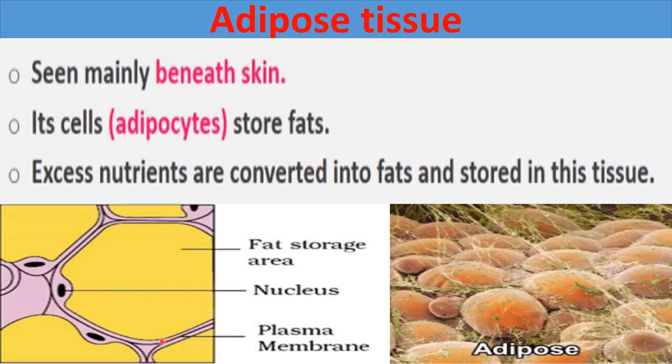And this is the plasma membrane of this adipocyte. So many such adjacent adipocytes are present here. This is one adipocyte, and all these adjacent adipocytes are present here, making a complete adipose tissue. Here you can see this is adipose tissue in which fat is present. So fat is stored here in adipose tissue.